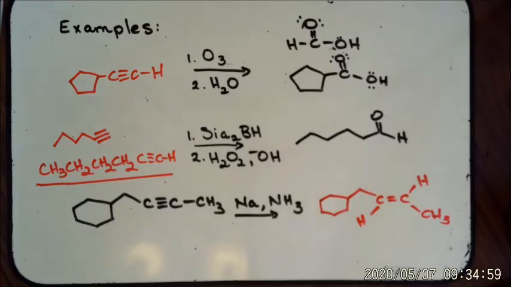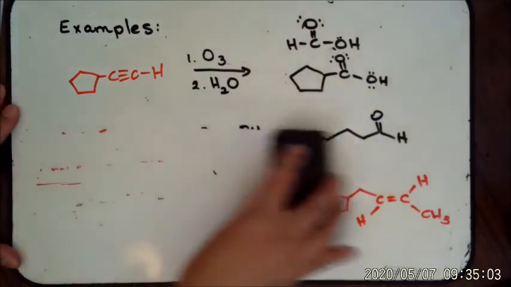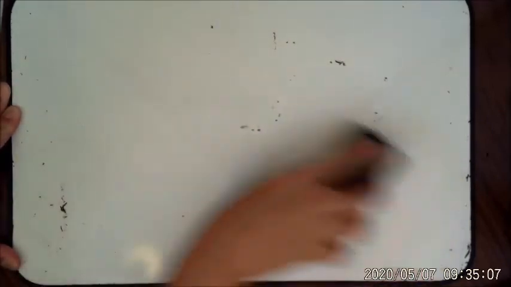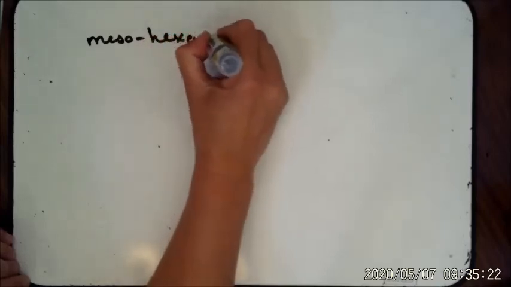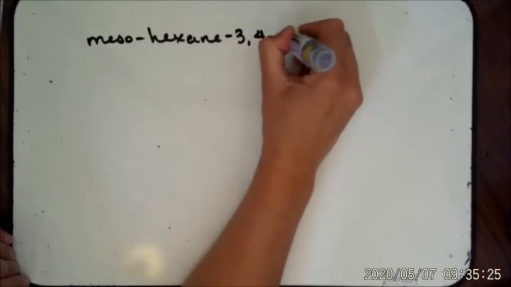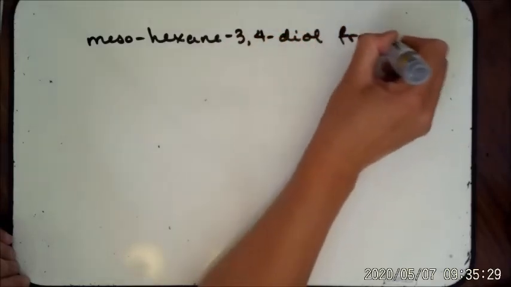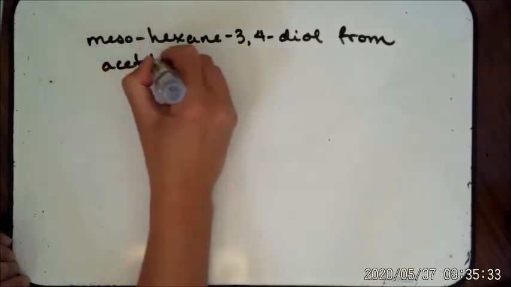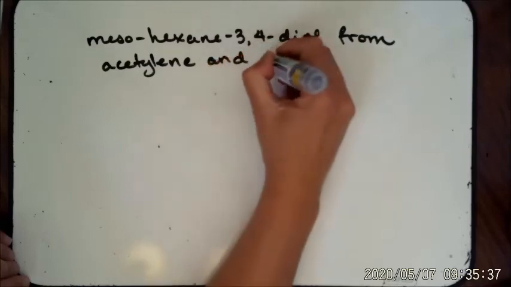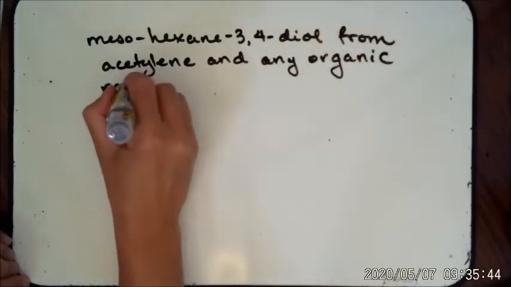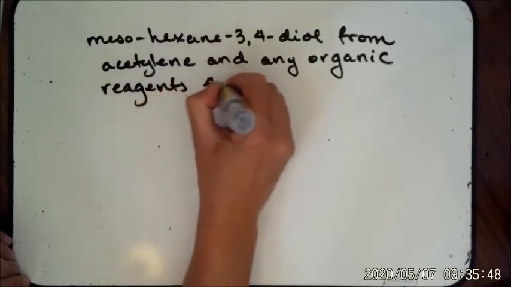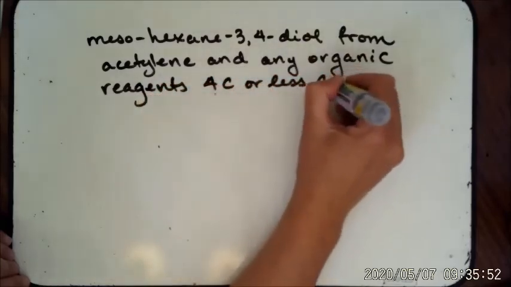Now, let's just do a retrosynthesis. Let's say you want to make meso-hexane-3,4-diol from acetylene and any reagents with four carbons or less, and then our common reagents are acceptable.